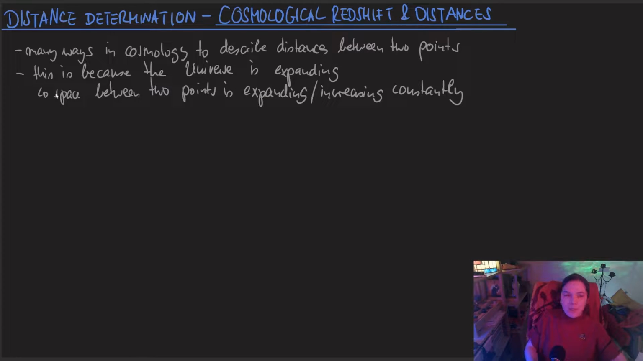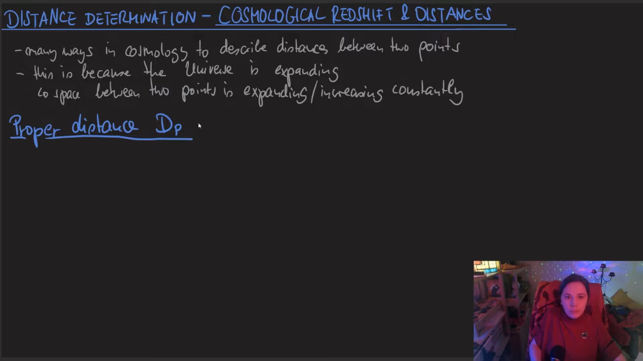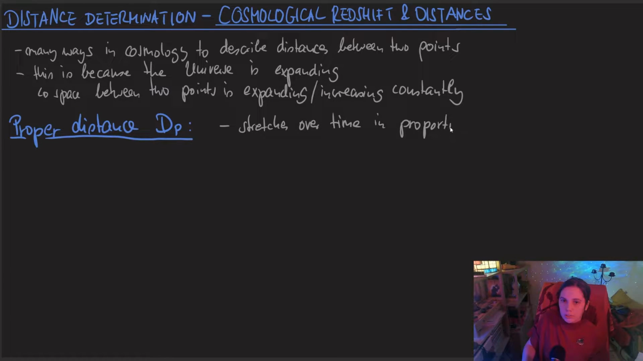So first, let's talk about the proper distance. D for distance, and we're going to mark it with a little p on the bottom, stretches over time in proportion to the expansion. So here we have a galaxy, okay? And here we have another galaxy. Then we have the distance between them here. This is the proper distance at a time A. We have like a measuring scale here.